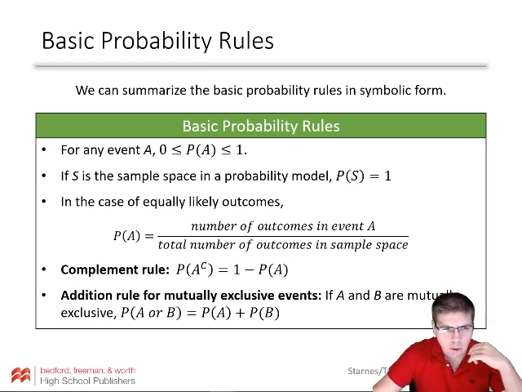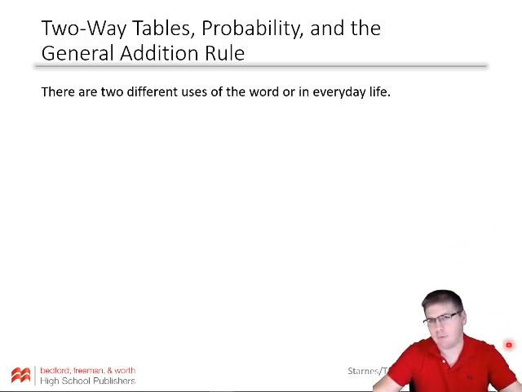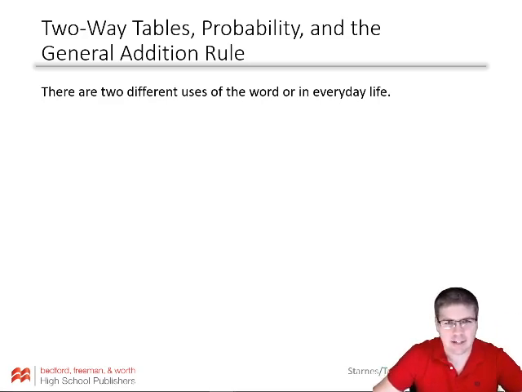All right, so what if that's not the case, and what can we do? We're going to use two-way tables and Venn diagrams and things like this to model this stuff. So first of all, or, I want to make sure we're clear.